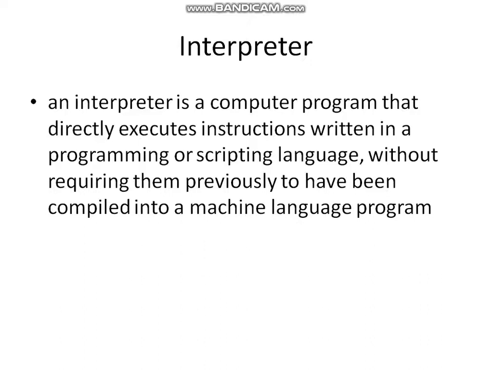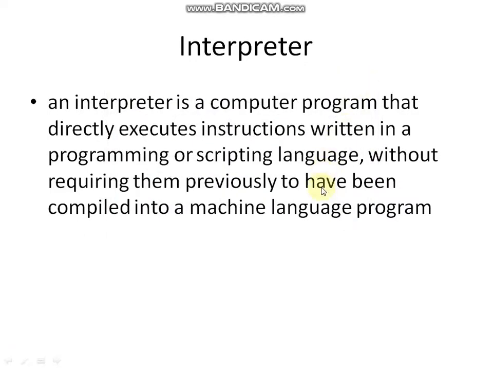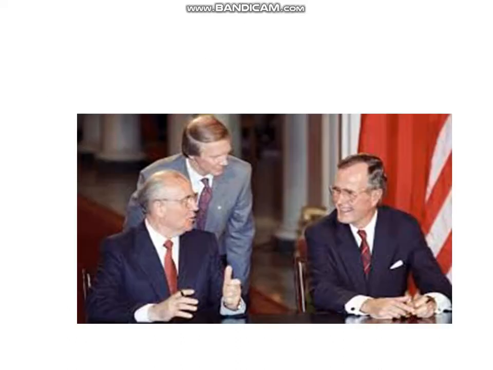An interpreter is a translator that directly executes instructions written in a programming or any scripting language. So it does it line by line. See this picture I am showing you. This man in the gray suit in the middle is actually a human interpreter.